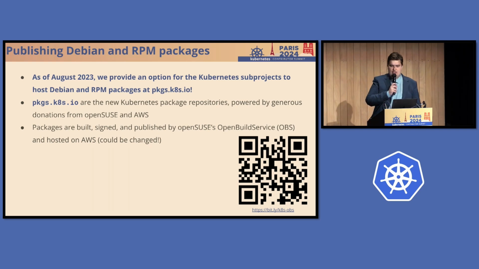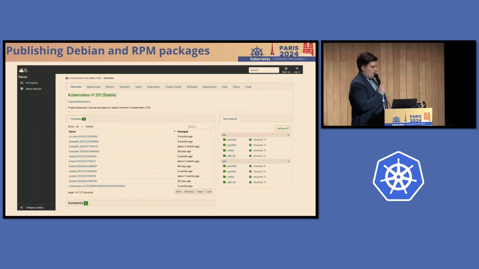The way that packages.k8s.io works is that it's powered by donations from openSUSE and AWS. Packages are built, signed, and published by openSUSE's Open Build Service, shortly OBS. Not the one for recording and streaming, but another OBS. And they're hosted on AWS, which could be changed, so you don't really depend that much on it, but it is that way right now. And this is how the OBS platform looks, right?